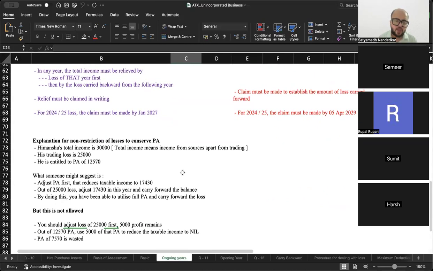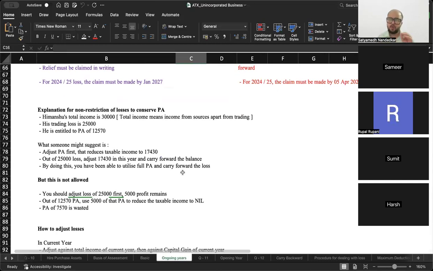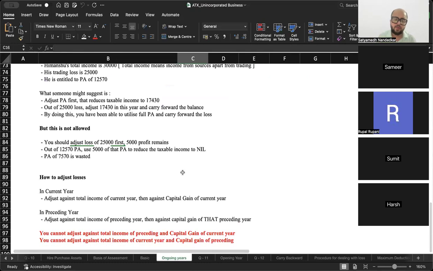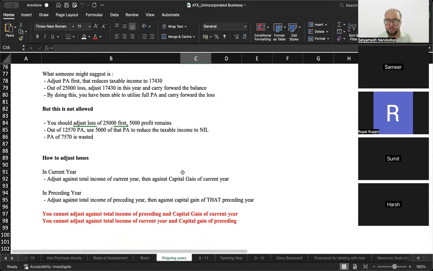अब explanation for a non-restriction of losses to conserve PA, एक बार ये देख लेना, because although it's okay at this point on 28th of August, when your exam is Friday, Saturday, Sunday, Monday, Tuesday, 5 days away, at this point it's okay not to get into the logic, but it's better to remember the what part of it and the how part of it.